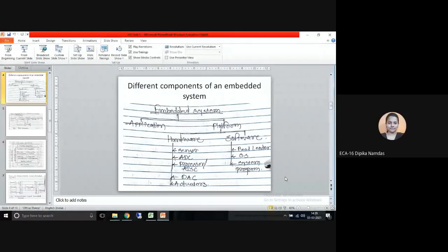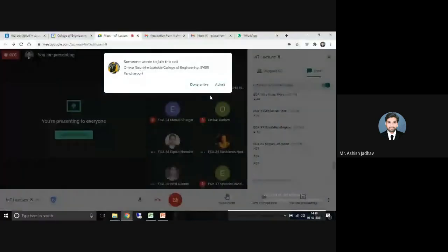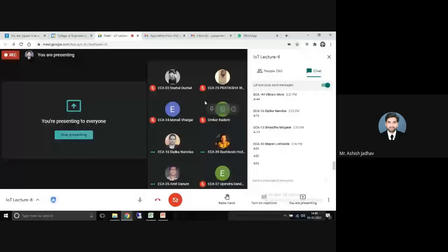It manages the computer's memory. Okay, it manages the computer's memory. Anything else? It connects the user to computer hardware. Okay, good. It connects the user to computer hardware. Very nice. Anything else? Communicate with the computer. Okay, good. That is also a role of embedded system.